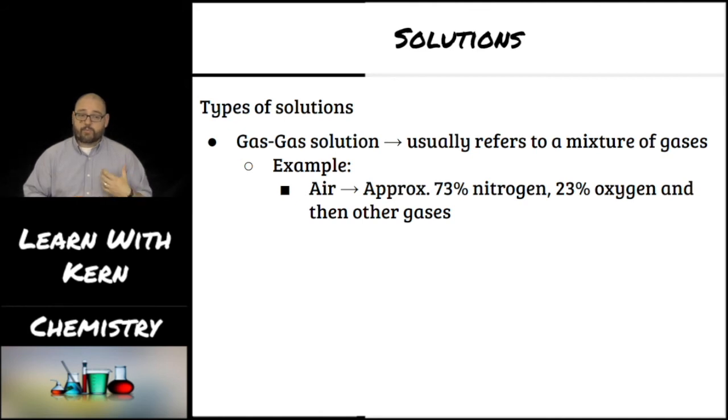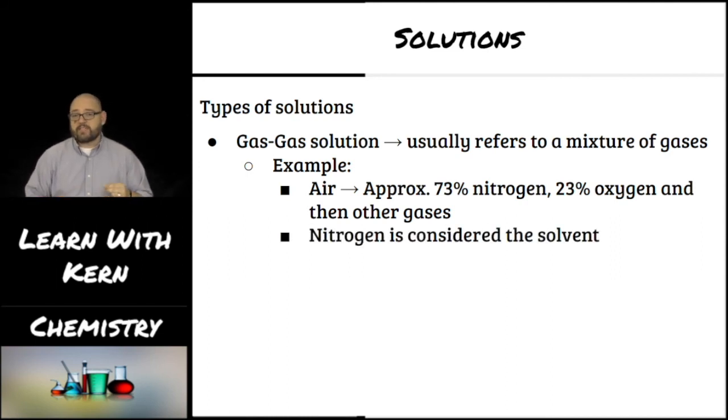Air that we breathe is approximately 73% nitrogen and about 23% oxygen, and then there's some other gases in there also. But our normal air that we breathe is mostly nitrogen. Now, in this case, nitrogen is considered the solvent because it is the most abundant of the chemicals there. So nitrogen is the solvent, and therefore all of the other gases are the solutes. Now, oxygen is the second most abundant, so it's the most abundant of the solutes, but it would still be considered a solute in the breathable air. Nitrogen is the solvent because it's the largest percentage.